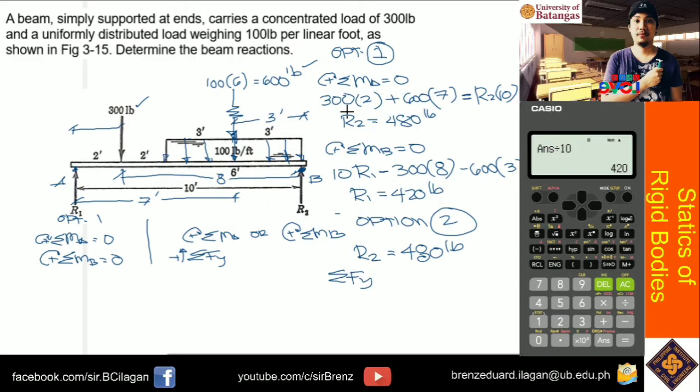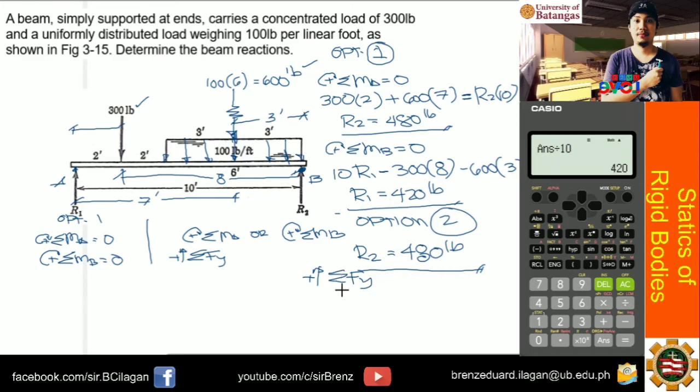Kasi ito, ginamit ko na lang dito, moment at A. Since nakuha na naman natin earlier, so, pili ka na lang kung alin ang gusto mong gawing reference, at kung aling value yung i-check natin. So, napili natin is moment A to get the value of R2, which is 480 pound. Ngayon, mag-take tayo ng summation ng forces Y. So, papakita natin na mapapalabas natin yung 420 pound for R1 using summation of forces Y.